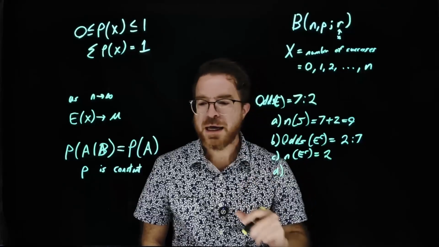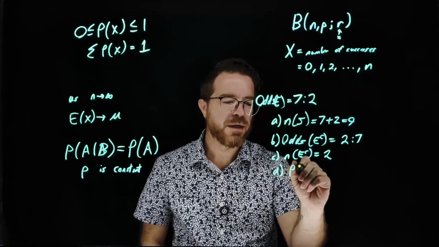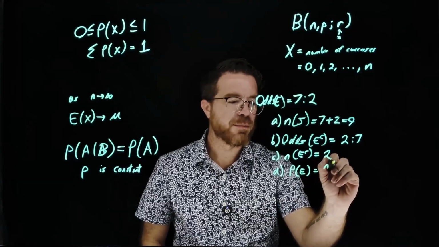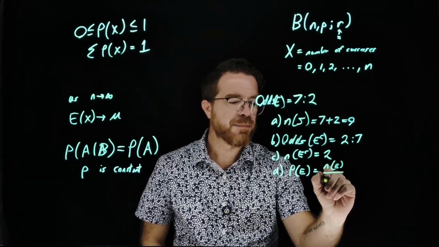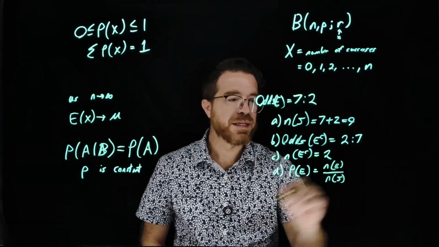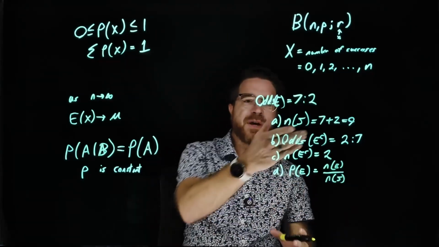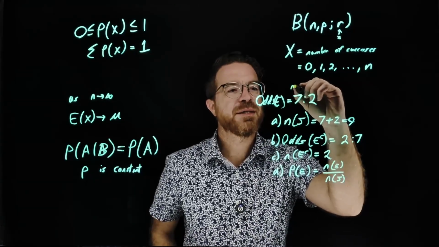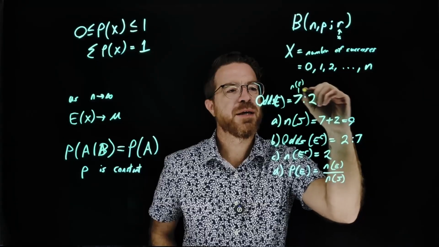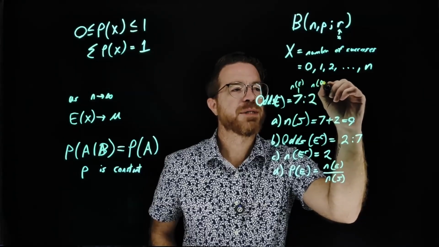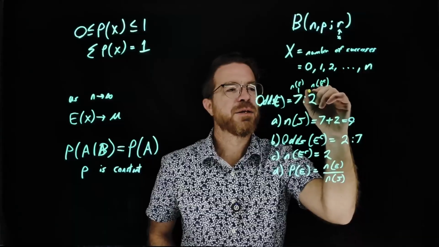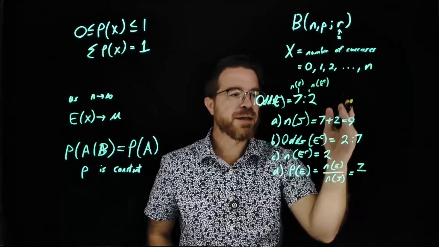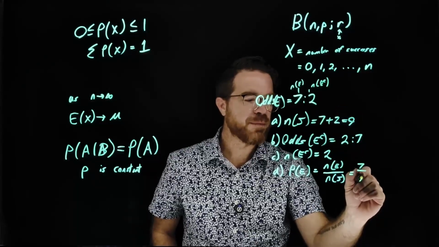And then D is what is the probability of our event E. If you remember, the probability is just the number of outcomes in E divided by the number of outcomes in our sample space. Just like we found the number of outcomes in our sample space, if we think of our odds, this is the number of outcomes in E, and this is the number of outcomes not in E. So the number of outcomes in E is going to be 7 divided by the total number, which is going to be 9.